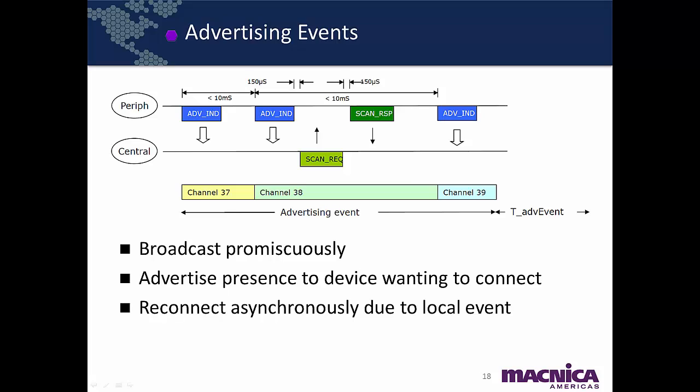Now, a central that wants to continue the conversation will send packets to the advertising peripheral to do one of several things. Perhaps this is to create a new connection, or it could be to reestablish a connection that was lost due to some event, like you walked out of the room and too far away from the central.